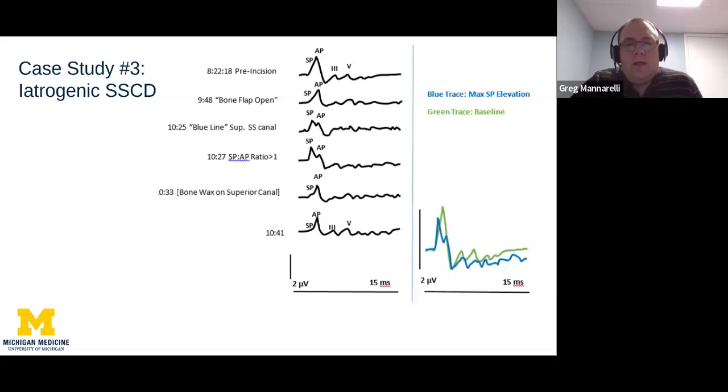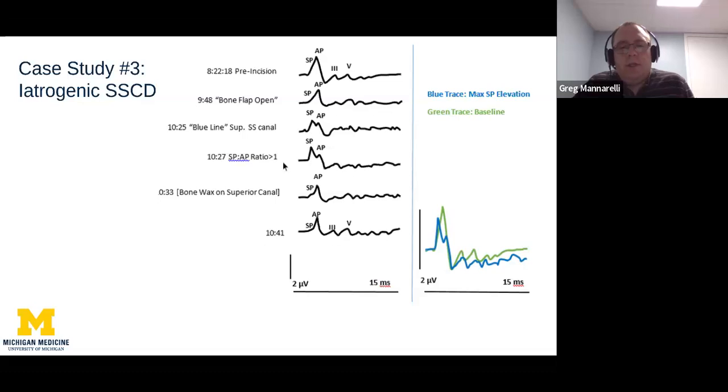while the surgeon was blue lining the superior canal, they probably created a dehiscence in the superior canal, on the approach to this tumor. And so you can see here, this was your baseline response. And then here is when they were blue lining the superior canal and they created the dehiscence, and you got an elevated SP-AP ratio. And then about 3 minutes later, we saw a very significant spike up in the SP-AP ratio.